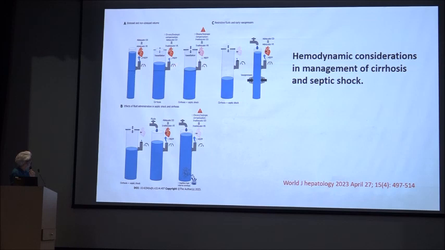So they have the mean systemic filling pressure usually on the lower side, which leads to a decrease in the venous return, which is compensated by an increase in the chronotropic or the inotropic action, which leads to an adequate cardiac output.